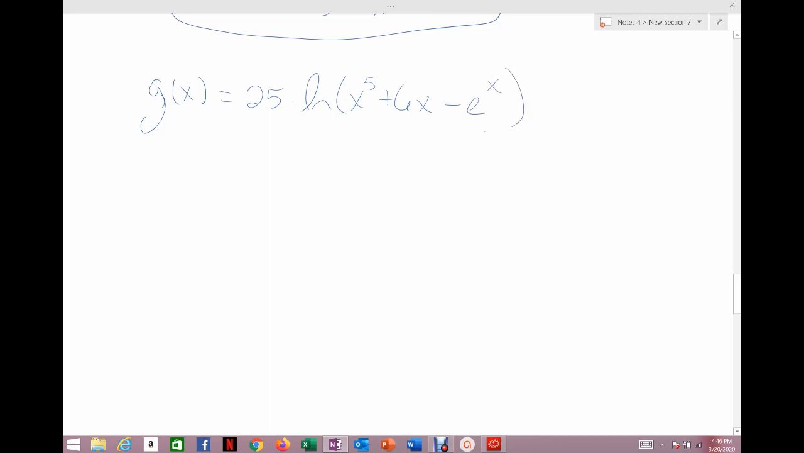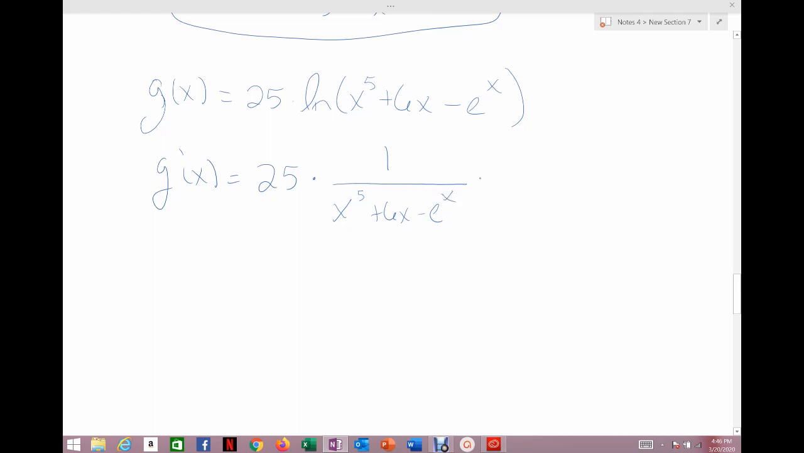All right, so I've got 25 times the natural log of x to the 5th plus 6x minus e to the x. And so the derivative, 25 is just a constant multiplier, it's going to come along. The derivative of the natural log is the chain rule, 1 over what's inside. All right, as is, so exactly the same expression inside, x to the 5th plus 6x minus the e term.